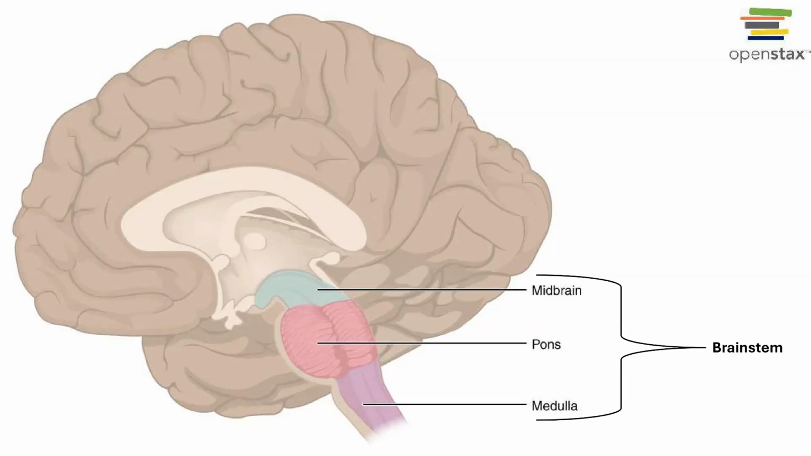There are three major regions of the brainstem: the midbrain, pons, and medulla oblongata. The midbrain is located directly inferior to the thalamus. The pons is found inferior to the midbrain and anterior to the cerebellum. Inferior to the pons, the medulla oblongata is the region of the brain stem that connects to the spinal cord.